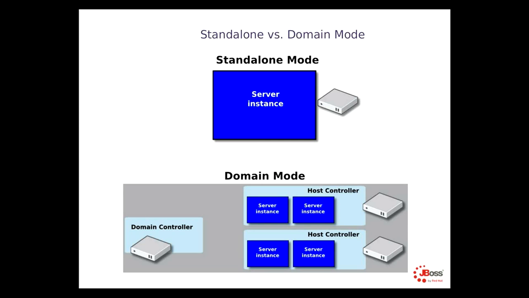Now let's talk about standalone mode versus domain mode. Standalone mode is essentially much the same as it was in EAP 5. In essence, it is a single JBoss EAP instance running on its own Java virtual machine, typically on its own piece of hardware. It's configured and managed independently.